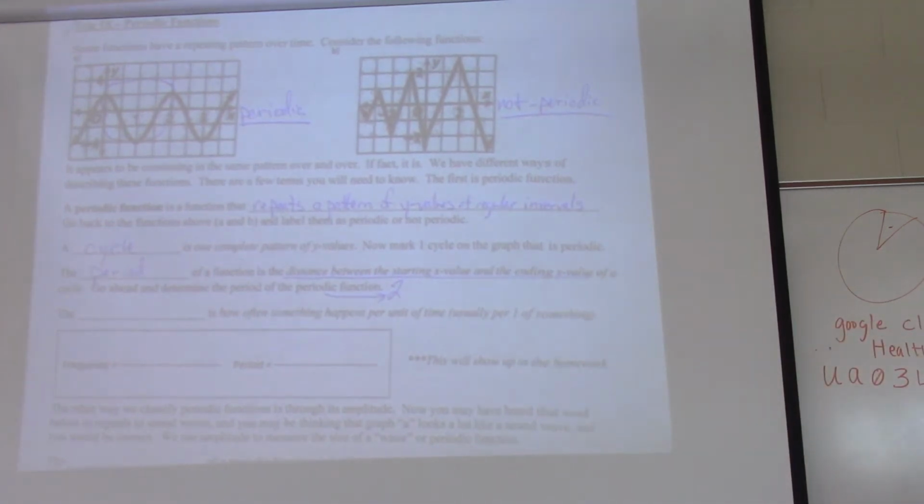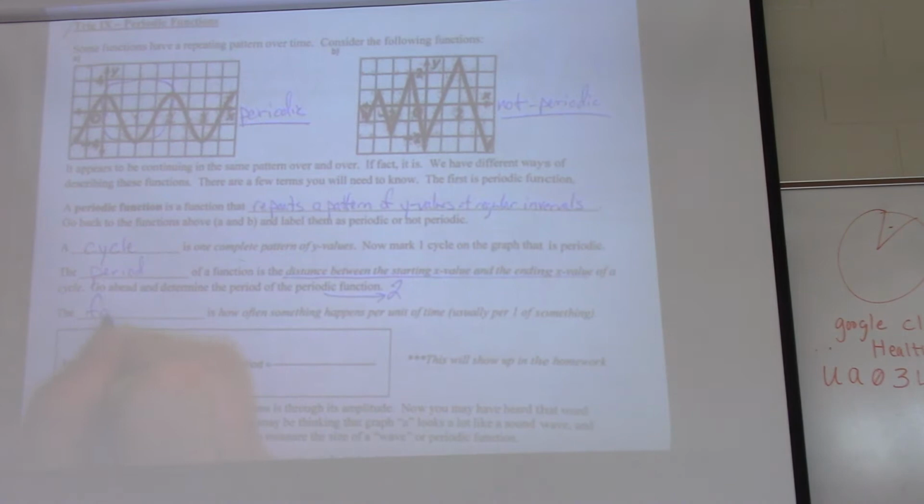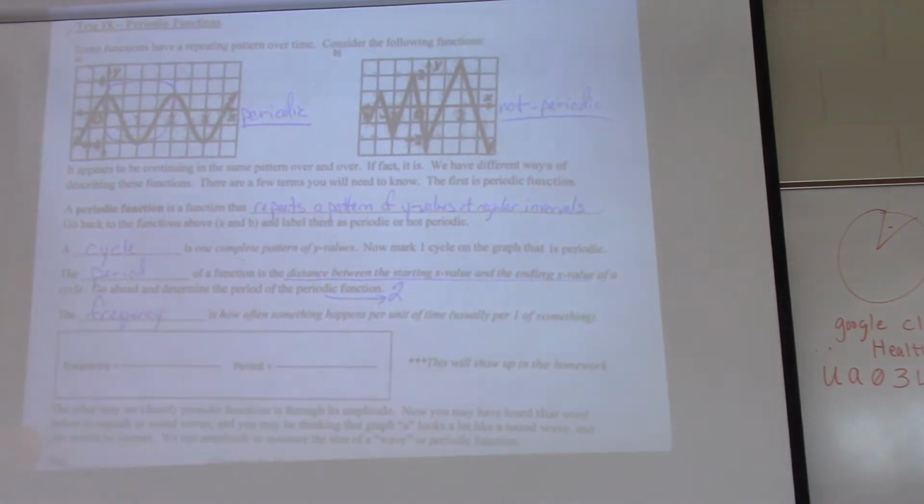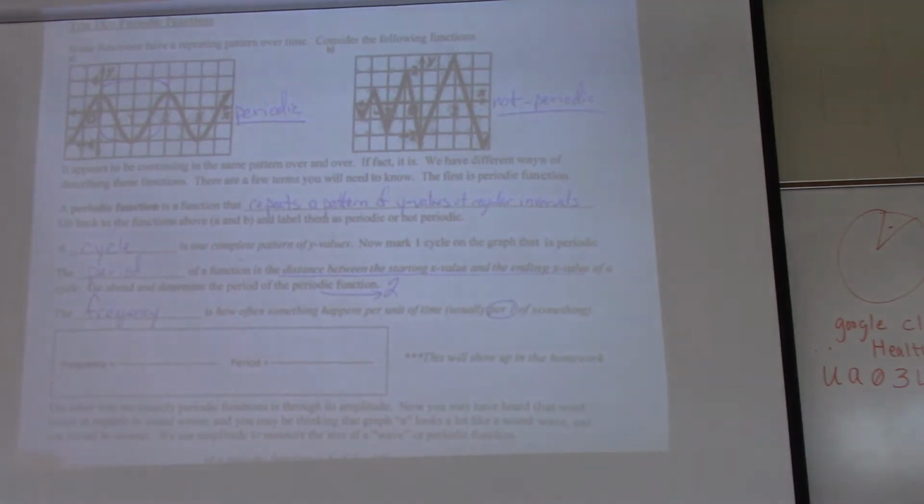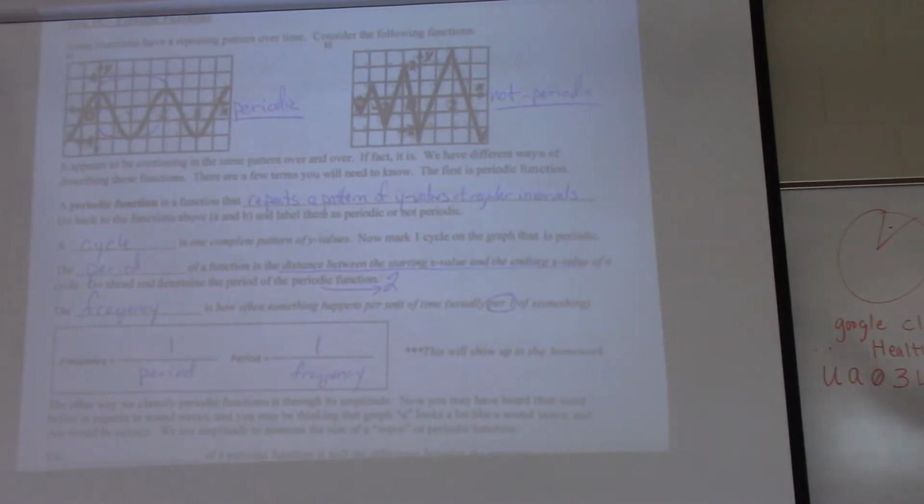Okay? Now, the frequency is how often something happens per unit of time, usually 1. Okay? So per 1. Let's circle that. Per 1 of something. The frequency is really easily found. If you know the period, then you can just find it by going 1 over the period. Conversely, the period is just 1 over the frequency. So tell me, if the period is 2, what's the frequency of that first graph?